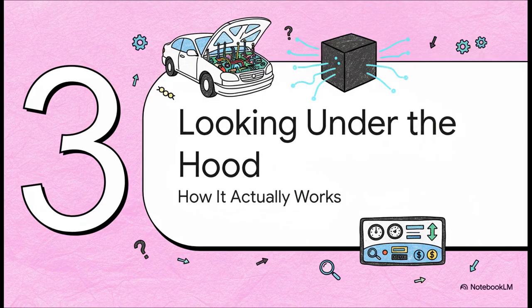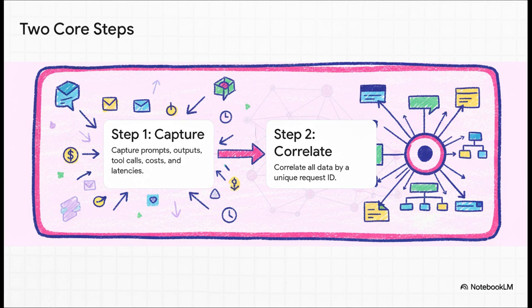Okay, so we get the what, but how does all this stuff actually work under the hood? It's actually surprisingly straightforward once you break it down. So let's take a look at the mechanics of a good observability system. Really, at its heart, it's a super elegant two-step process. First, you capture everything, and I mean everything, every prompt, every output, every tool call, even the cost and how long it took. Then, and this is the magic part, you correlate it all. Every single one of those data points gets linked back to one single unique request ID. This is what lets you see the complete end-to-end story of every single interaction with your AI.